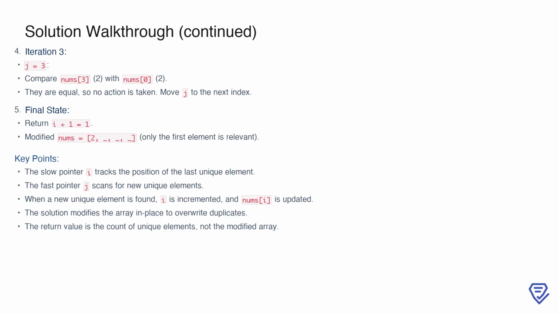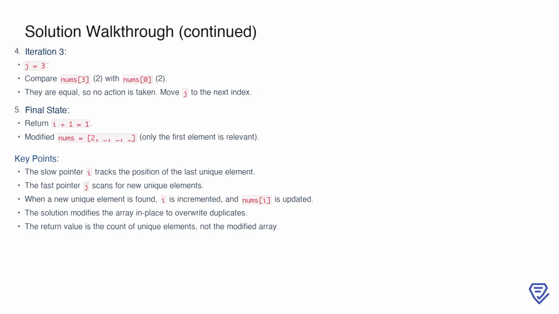At the end of this process, the slow pointer i remains at index 0, meaning there is only one unique element in the array. The count of unique elements is therefore i plus 1, which equals 1. The modified array is 2, underscore, underscore, underscore, where only the first element is relevant, and the rest are ignored.